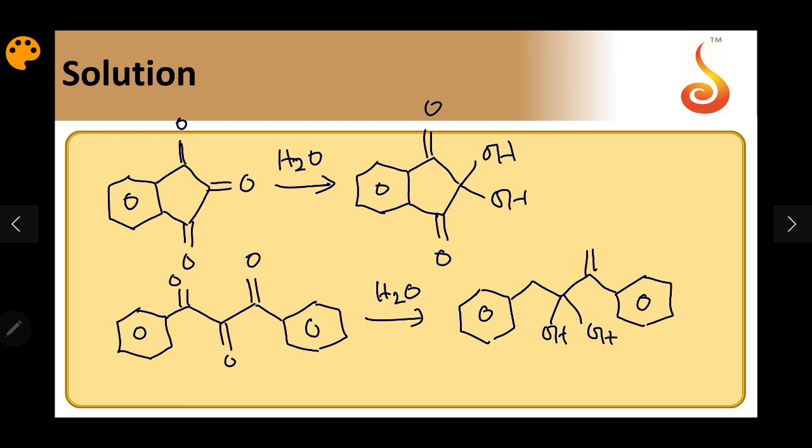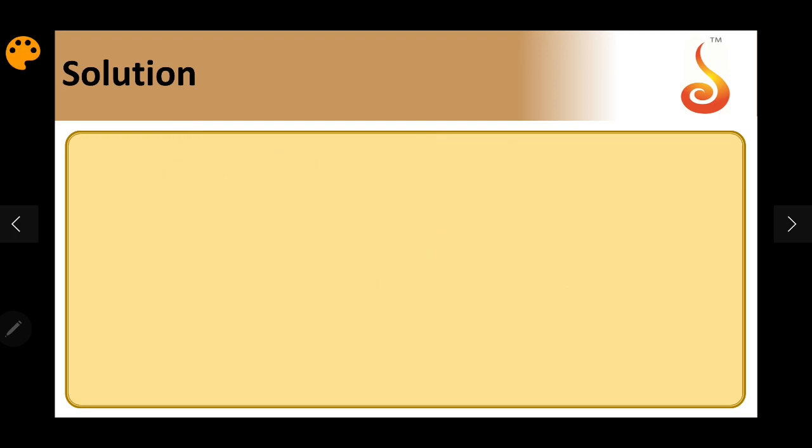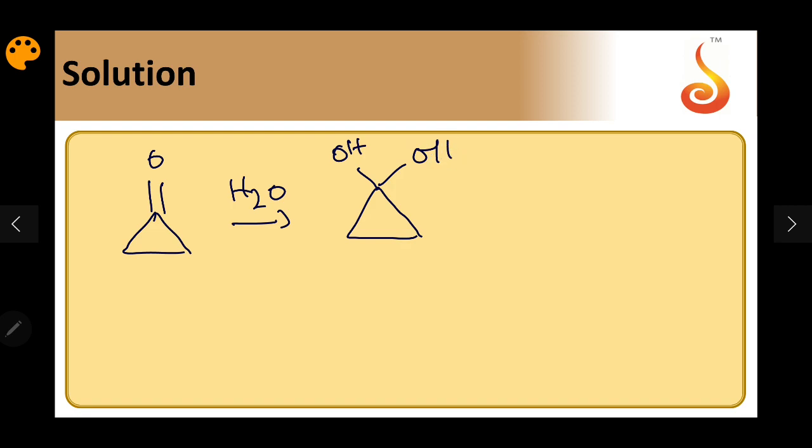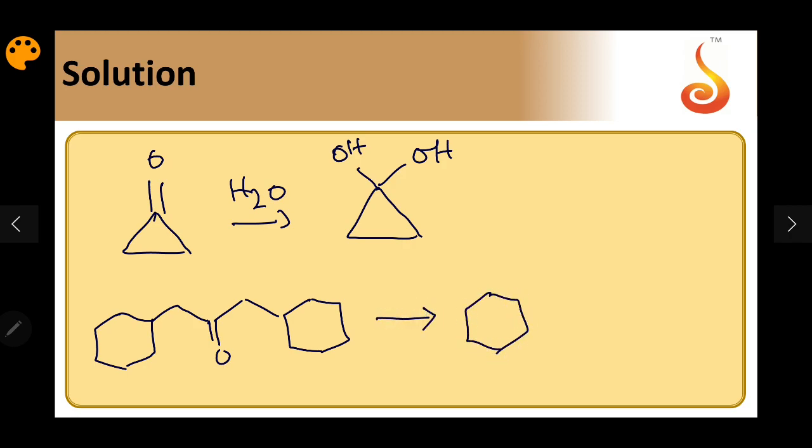Like this, the middle ketone becomes gem diol, and 2 ketones are acting as very strong electron withdrawing groups. And the third one, what we saw already, cyclopropanone in aqueous medium, water, it can convert into gem diol easily. And the last one given is cyclohexanone with only 1 ketone. There is no electron withdrawing group. This is unable to convert into gem diol.